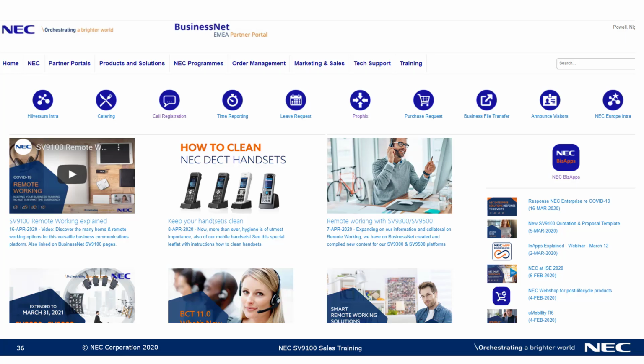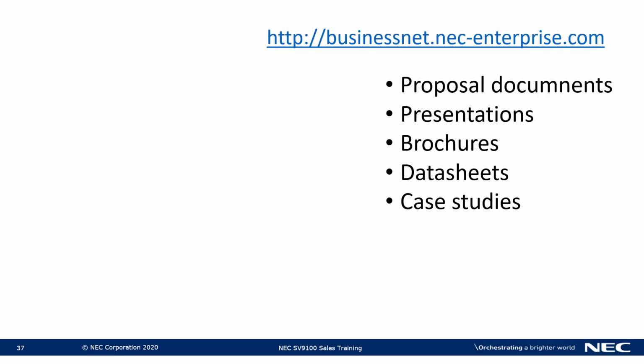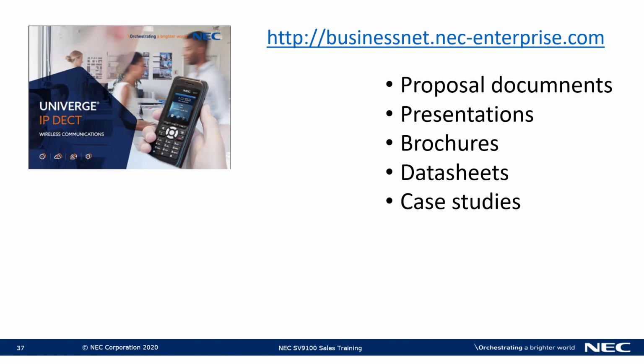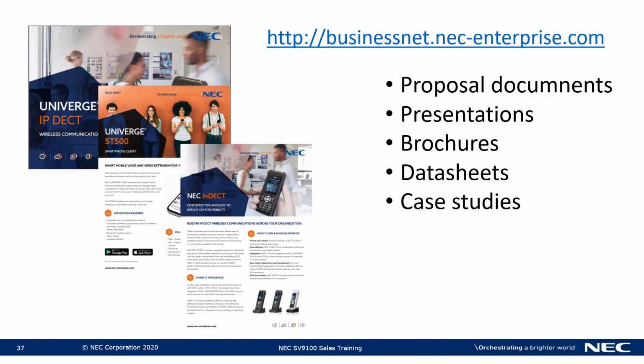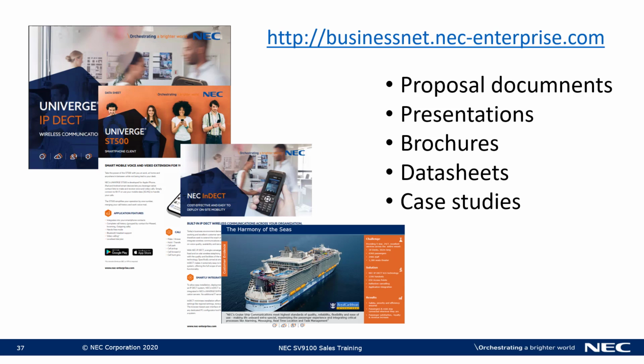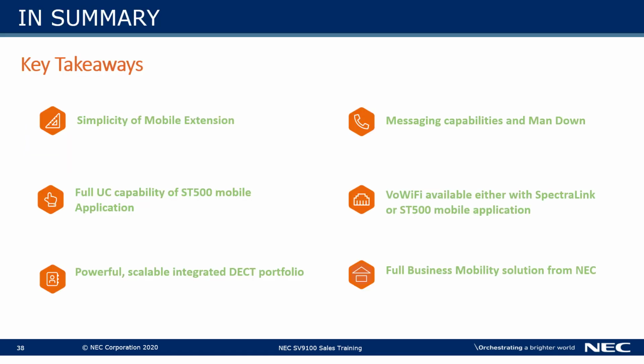So if you're looking to find out more information about NEC's business mobility or indeed any other solution, a good place to start is the BusinessNet Partner Portal. Logins can be arranged either with your distribution or NEC Partner Manager. You'll find by looking under Products and Solutions, you can drill down into each product area within the NEC portfolio. So you can find things like proposal documents and brochures, presentations, data sheets, case studies, and much, much more besides. Just go to the link businessnet.nec-enterprise.com.